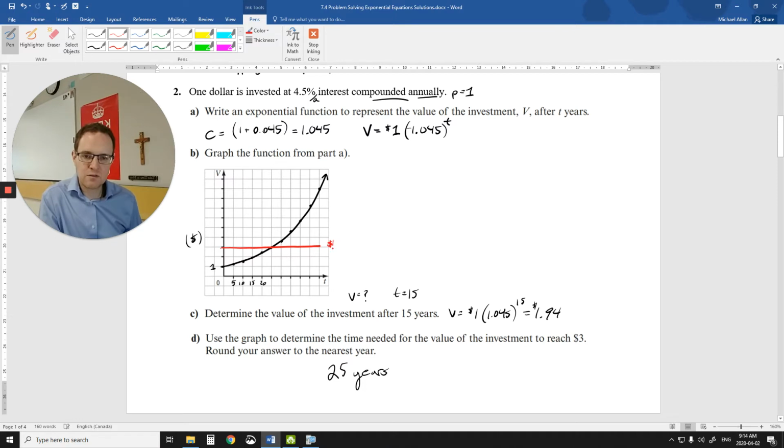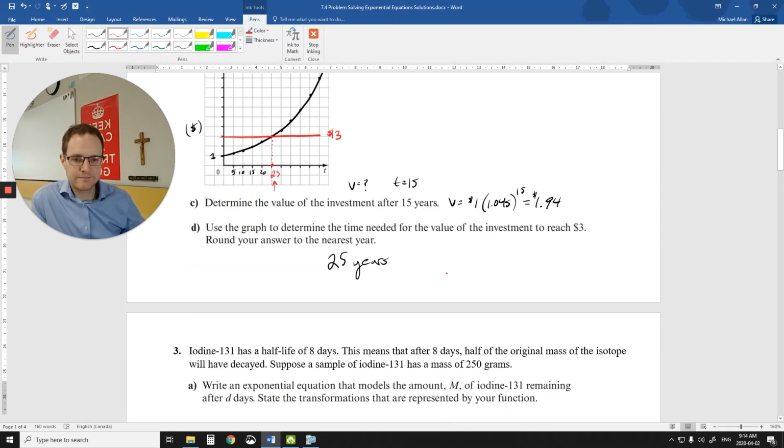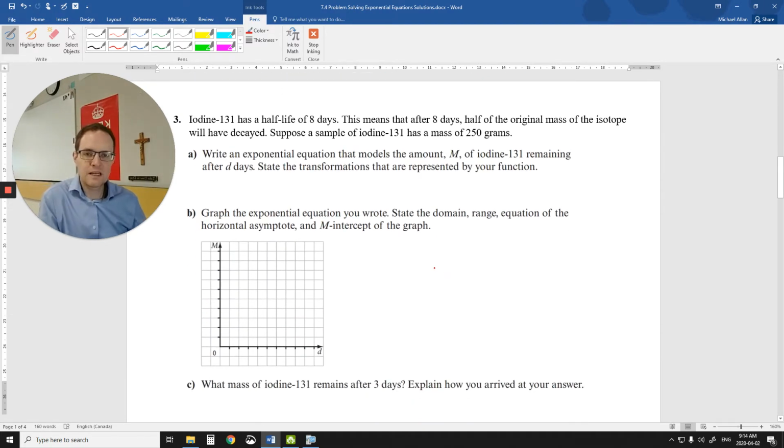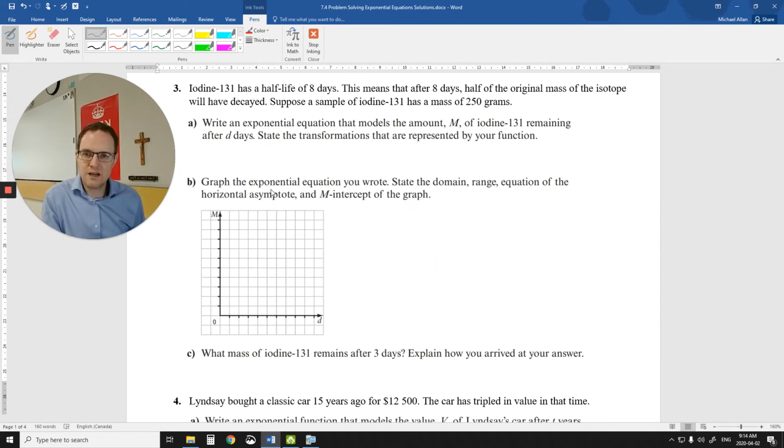So that's the $3 line. That read down 25 years. Okay. All right, so we're going to continue on here. Let's see what else we have.